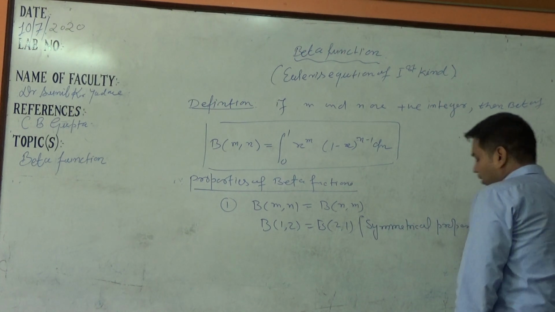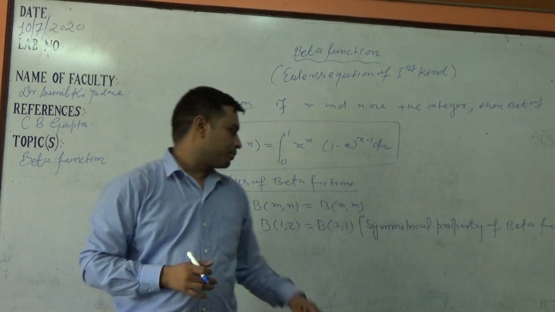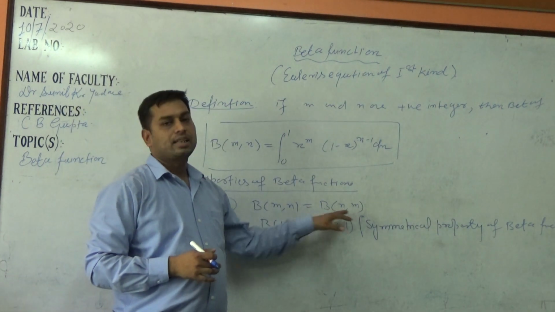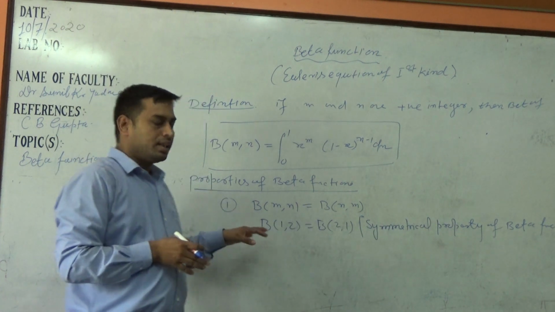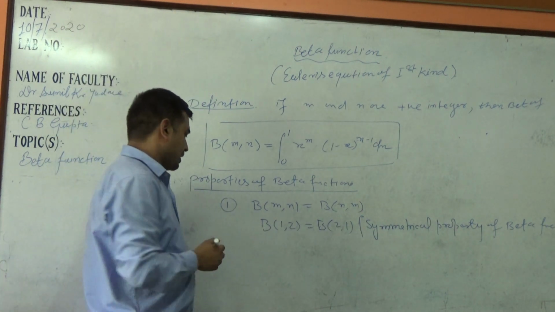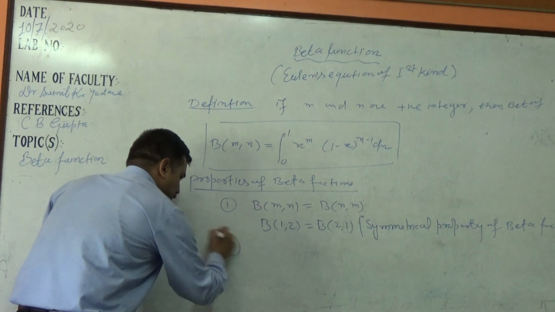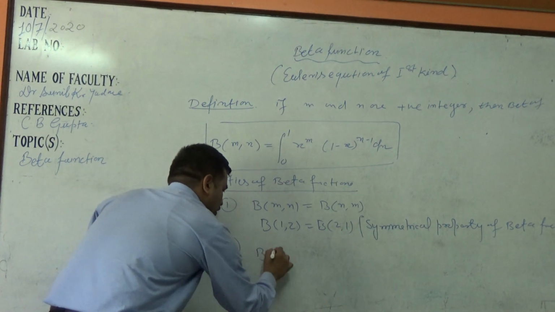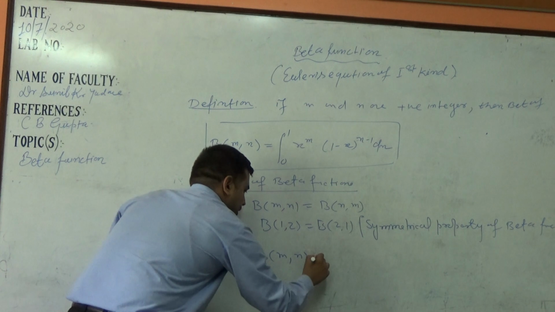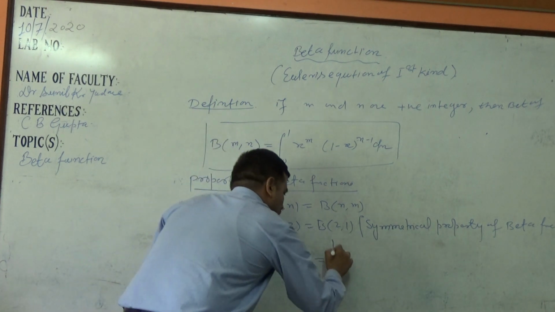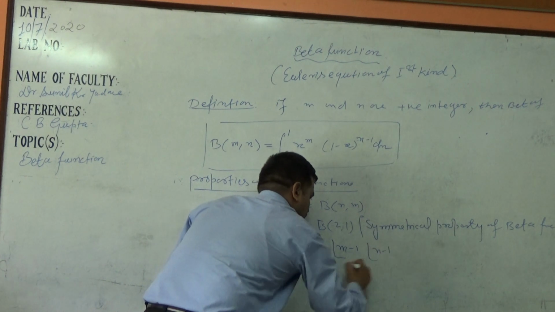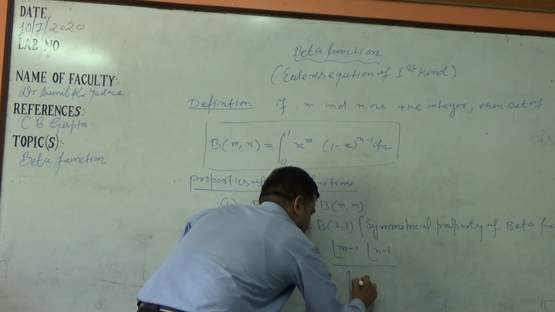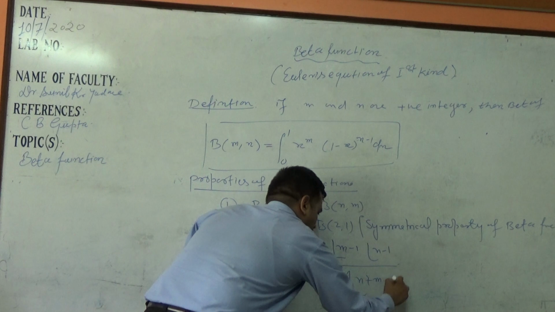This is the most important property of beta function, that the beta function is symmetrical in its arguments. It means the beta function does not depend on the order of argument. And second property is beta of m, n is equal to factorial m minus 1 factorial n minus 1 divided by factorial m plus n minus 1.